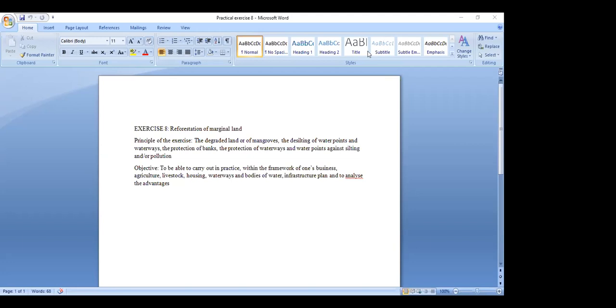The exercise is reforestation of marginal lands. So I want to get exactly what answers we are expecting. According to your explanation, maybe a marginal land, a land that is no more in use, how do we reclaim it, or how do we get it in use for agricultural purposes? That's all. All right, so that is all about the assignment.